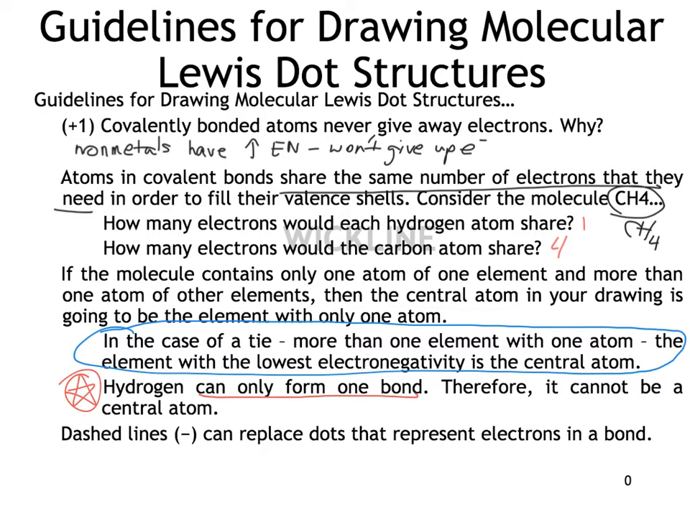And lastly, we might use dashed lines like this guy right here. A dashed line can replace dots that represent the electrons in a bond. And basically every dashed line represents 2 electrons.